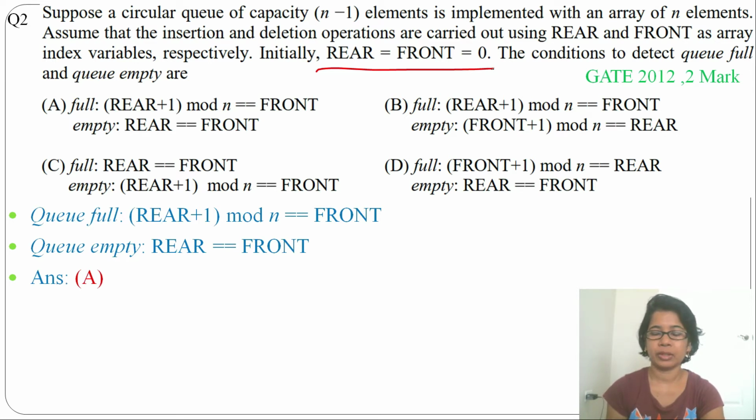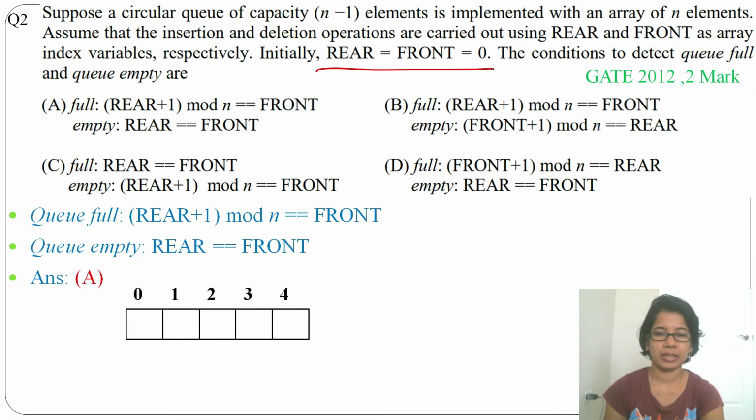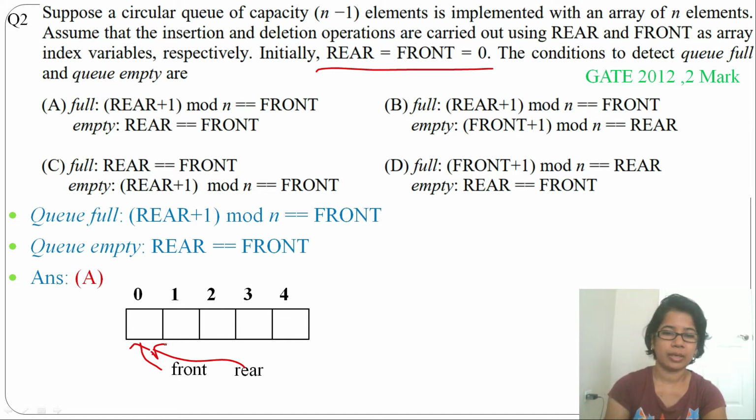If you have not visited that lecture, just for that I'm explaining a little bit with a diagram. This is a queue, and the indexing starts from 0, 1, 2, 3, 4. Suppose there are 5 elements and the queue capacity is n minus 1, starting from 0. Initially front and rear are both pointing to 0, and this is the empty condition. Whenever you insert some value, that is enqueue, and delete is dequeue. Whenever you enqueue something, the rear value will increase.